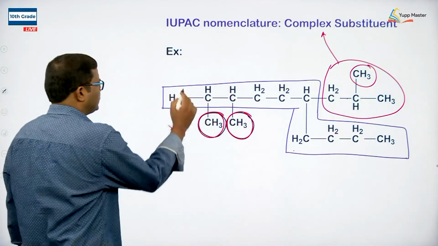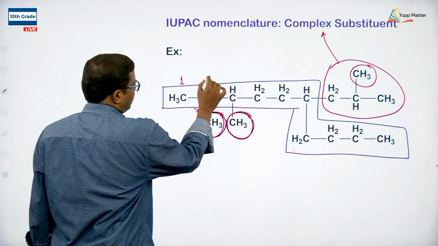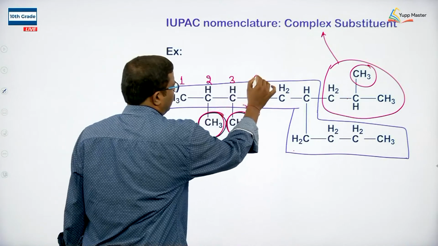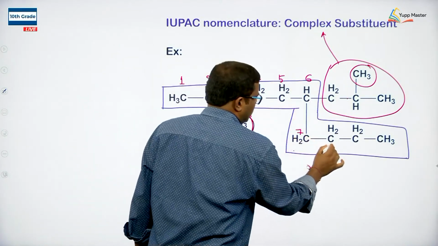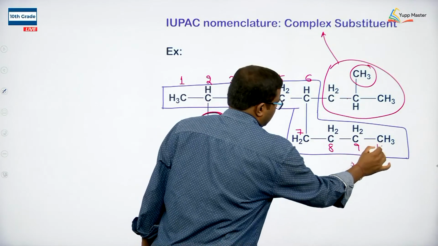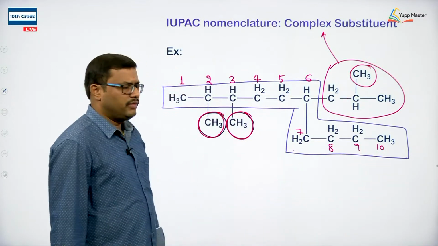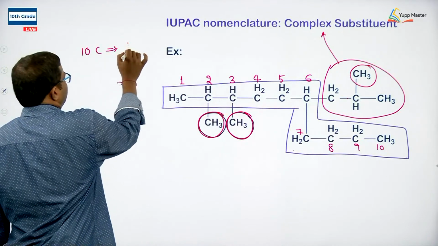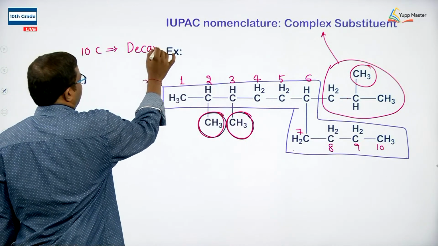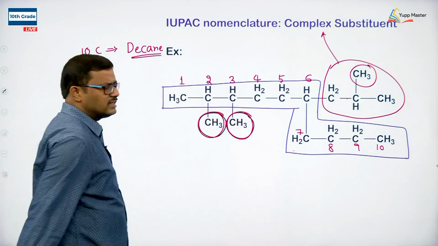So if I go in this direction, this is carbon 1, this is the second carbon, third carbon, fourth carbon, fifth one, sixth one, seventh one, eighth one, ninth one and 10th one. Okay, we have 10 carbons in our hand. So 10 carbons means the name of the parent is decane. We have discussed this one. The parent name is decane.